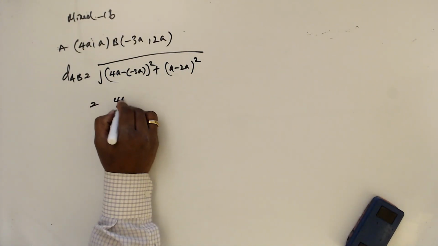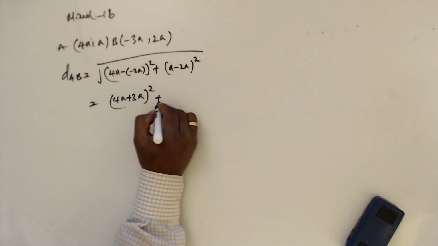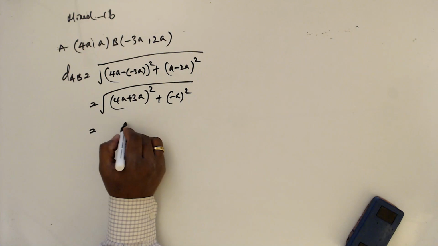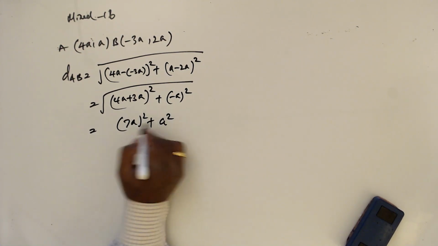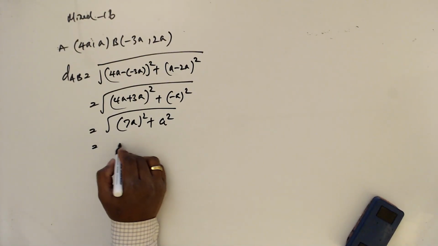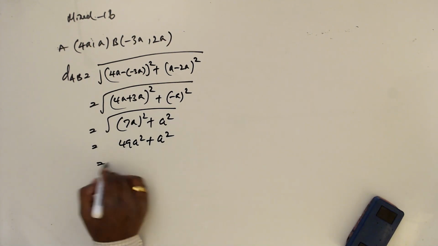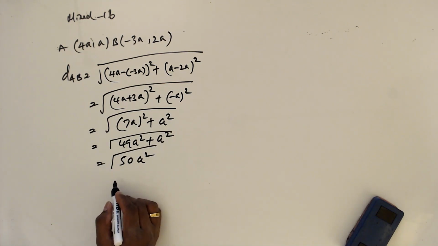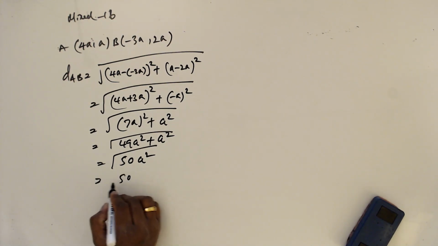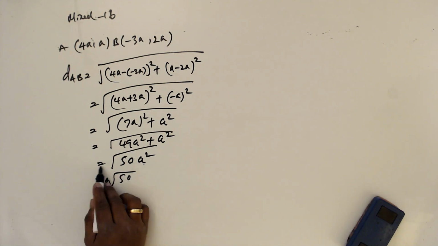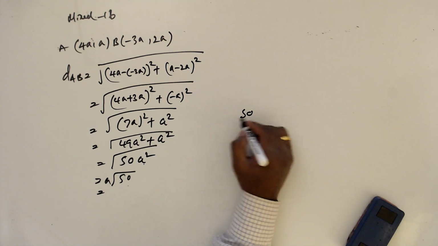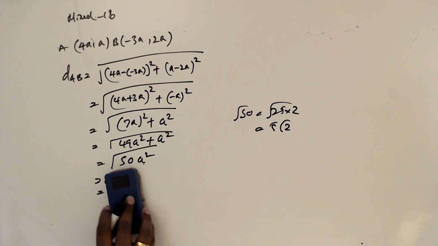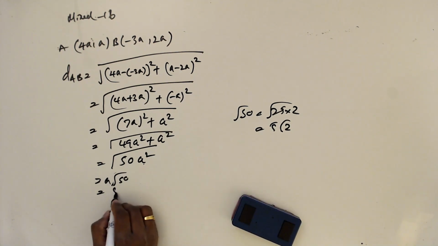Now this is going to be 4a plus 3a square plus minus a square, square root. A minus 2a means 7a square plus a square, square root. So this is 49a square plus a square. What is the answer? 50a square, square root. So this is square root a square times square root 50. A square becomes a. Then square root 50 means 25 times 2. It means 5 square root 2. So I can write 5 square root 2 a.